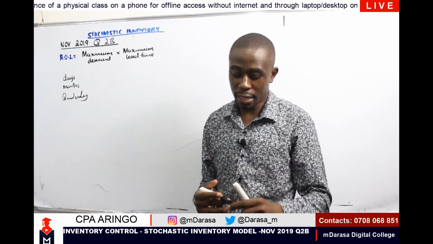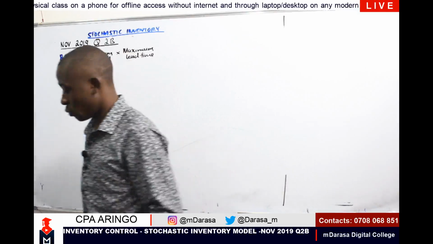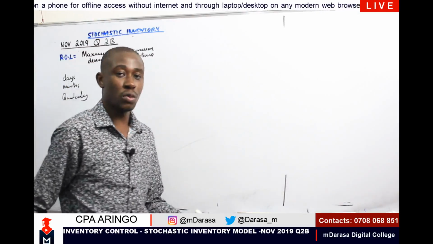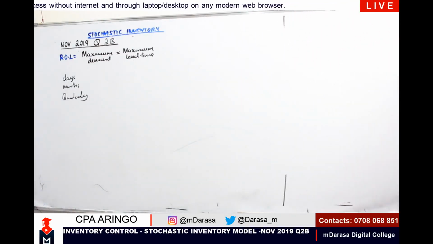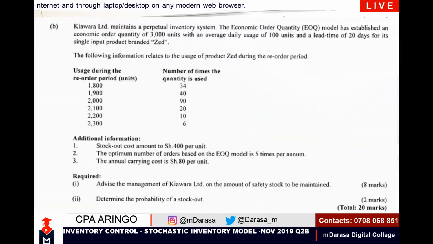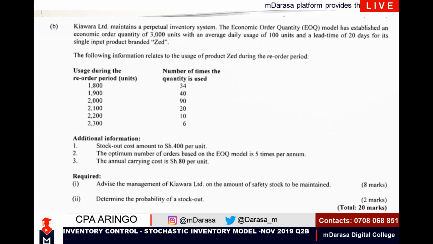So having a question, what were we given? What was our consumption? You can clearly see, on top where we are told, the economic order quantity model has been established, an economic order quantity of 3,000 units with an average daily usage of 100 units and a lead time of 20 days for each single input. So I'm given 100 units, and a lead time of 20 days.